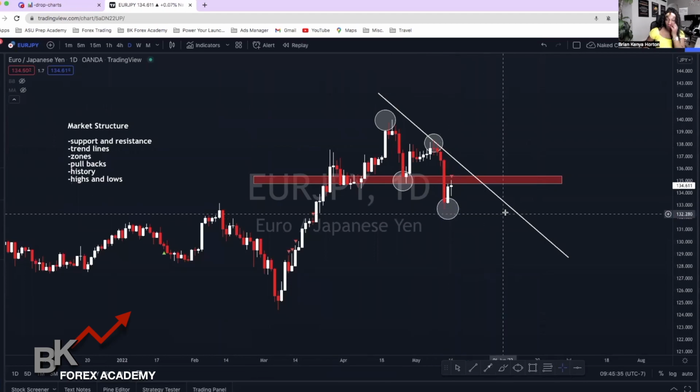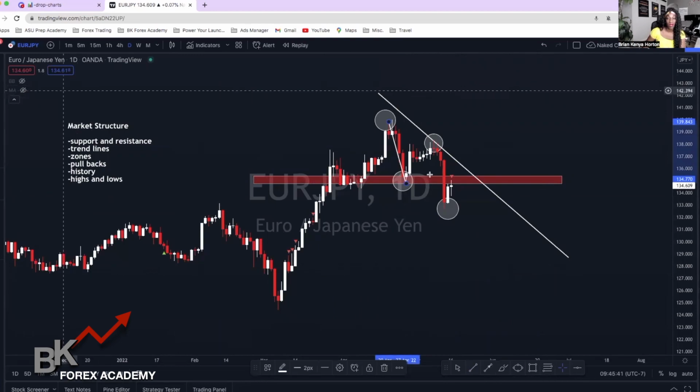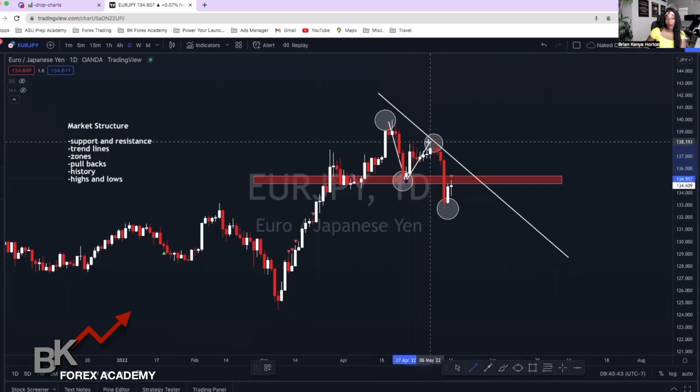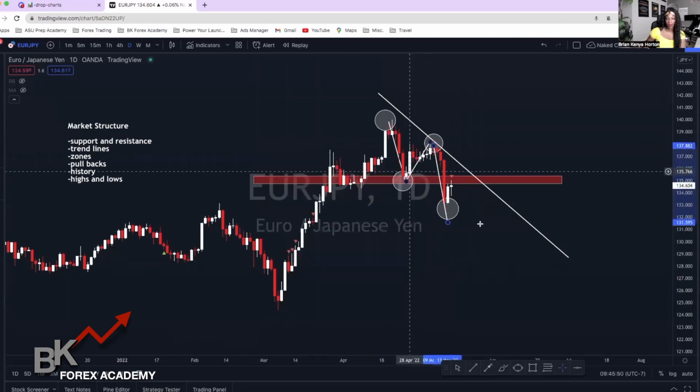And now look, so as I told you, when you have an impulse, so look, you have an impulse and then you have a correction. Okay. Then you have a continuation. All right. And then the market has now given us a pullback again. So we're getting a pullback into this previous area of support. Previous support becomes future resistance.